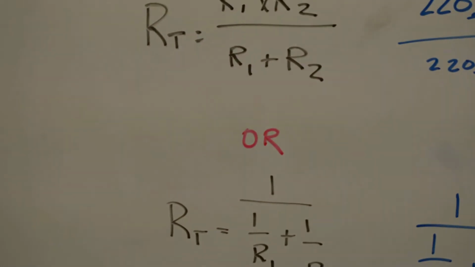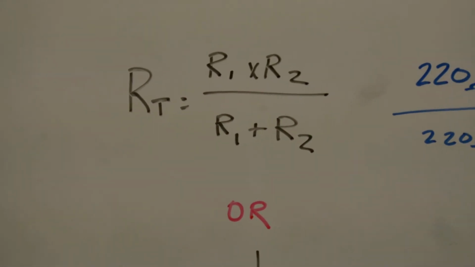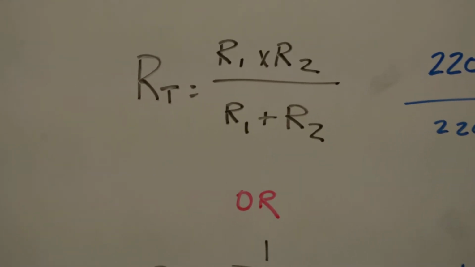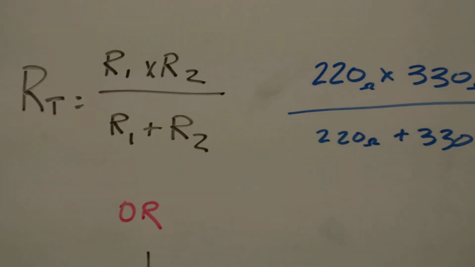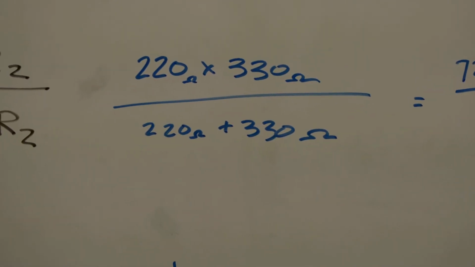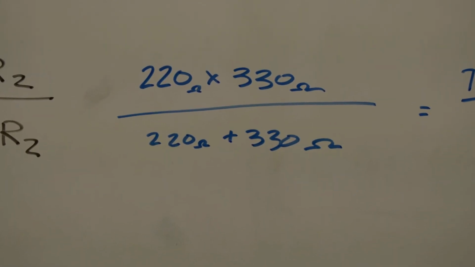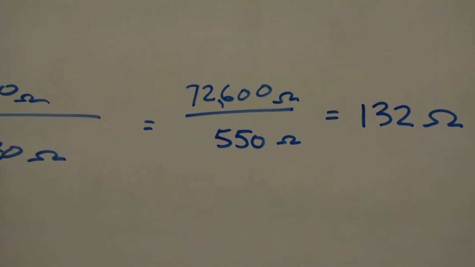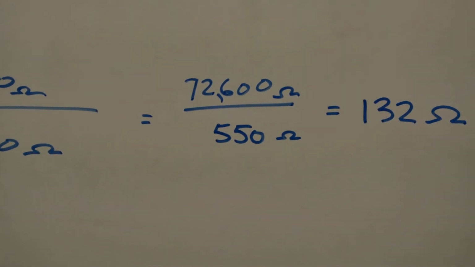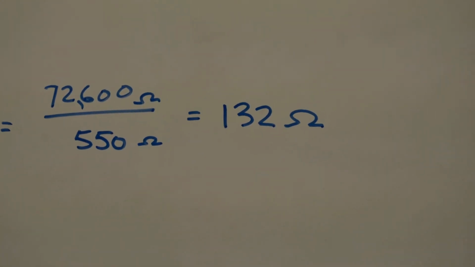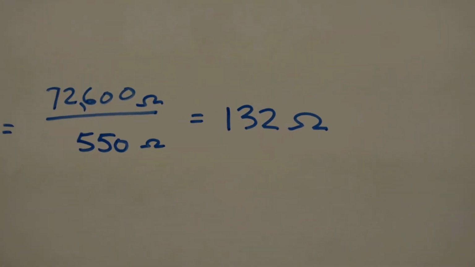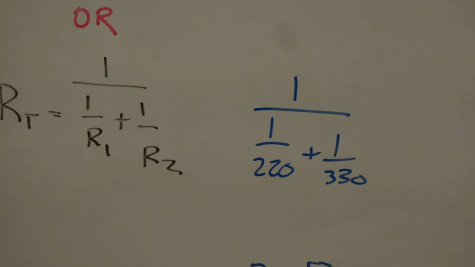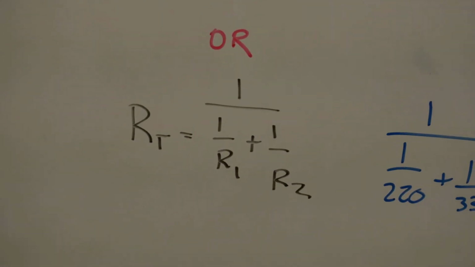This first formula here is called the product over the sum, where I multiply the two components and then I divide it by the sum of those two components. It's the product over the sum method, so 220 ohms times 330 ohms divided by those two added together. So that's 72,600 divided by 550. My answer comes out to be 132 ohms.